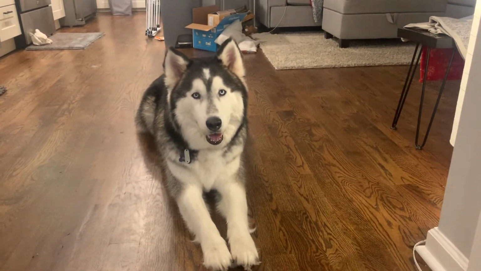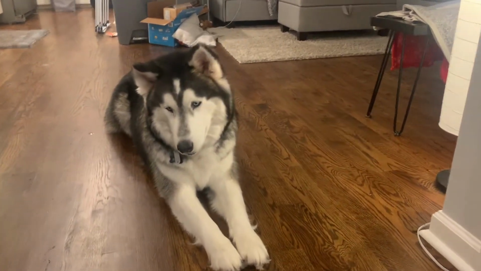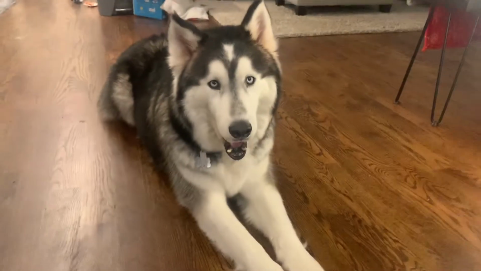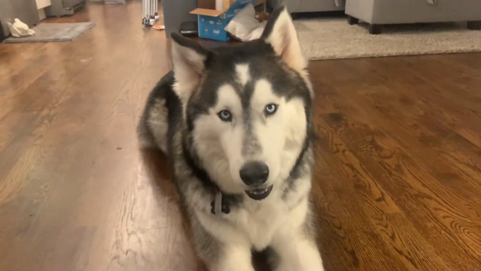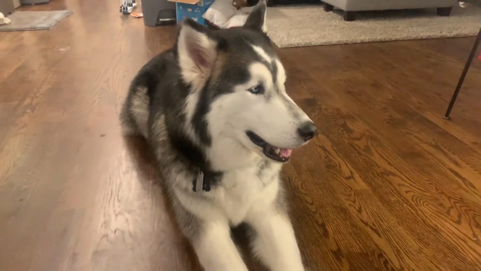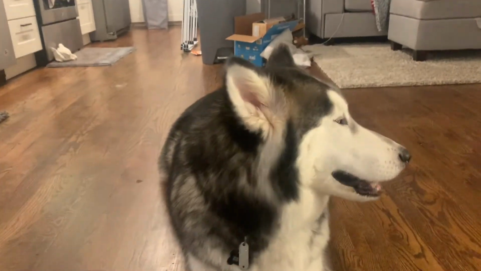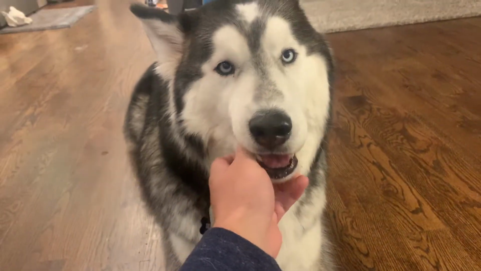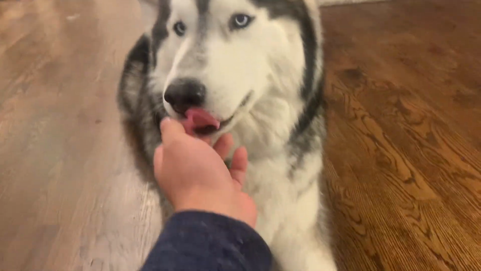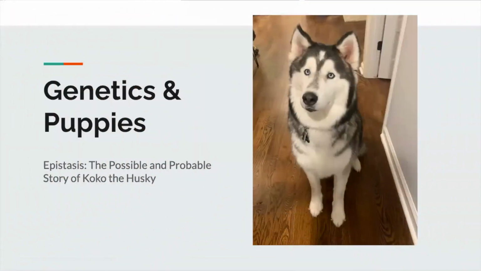This is Koko the Husky. Huskies come in many different colors, and Koko is black and gray. Let's see, using genetics, how Koko could have gotten this black and gray coat. Genetics in puppies. Epistasis, the possible and probable story of Koko the Husky.